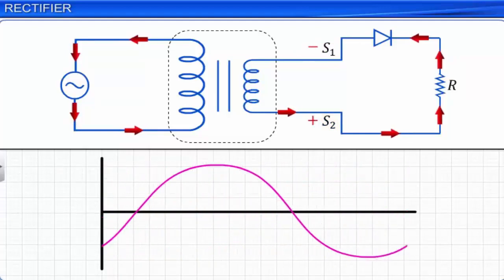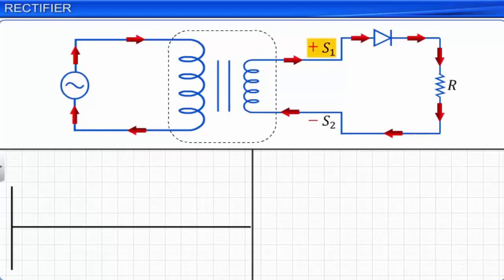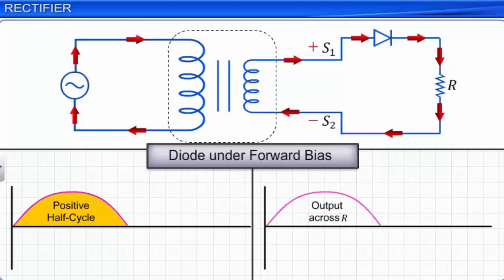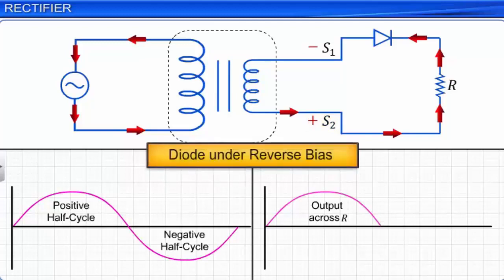When S1 is positive and S2 is negative, the diode is forward biased and allows current to flow through it. Thus, during the positive half cycle, current flows through the load resistance and we get a voltage output across R as shown. When S1 is negative and S2 is positive, the diode is reverse biased and allows negligible current to flow through it. This current is so small that it is considered to be equal to zero. Thus, during the negative half cycle, no current flows through the load resistance and we do not get any voltage output across R.